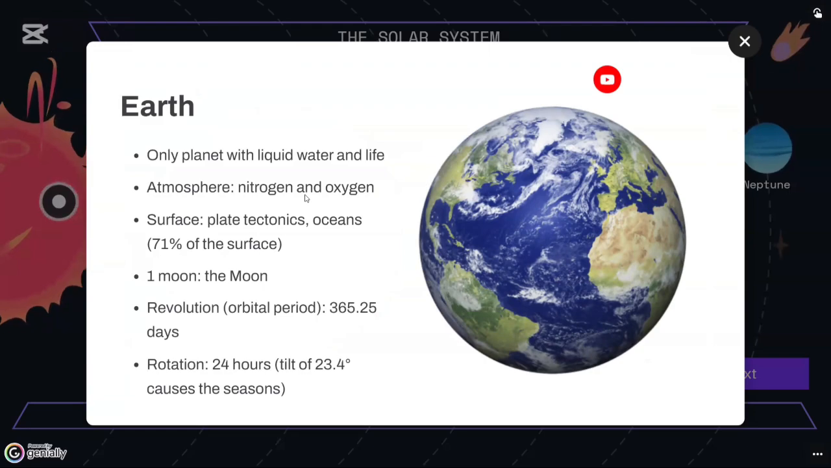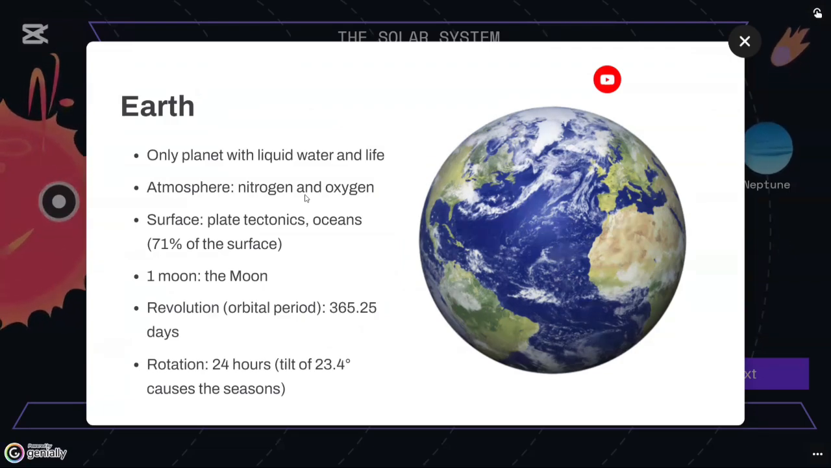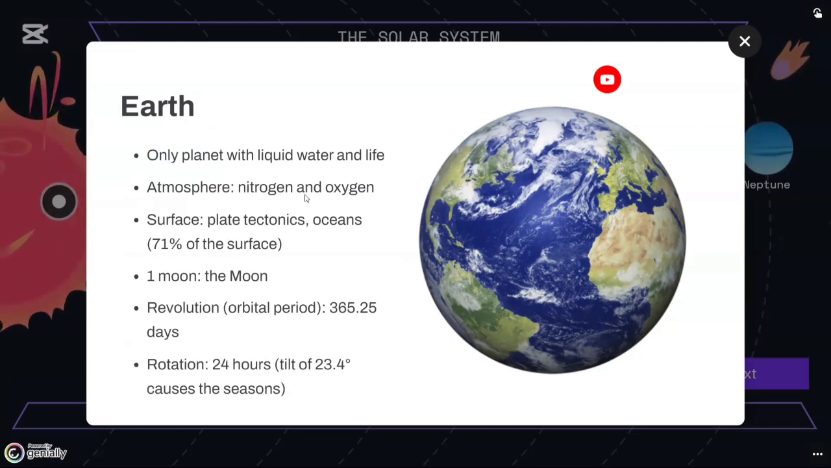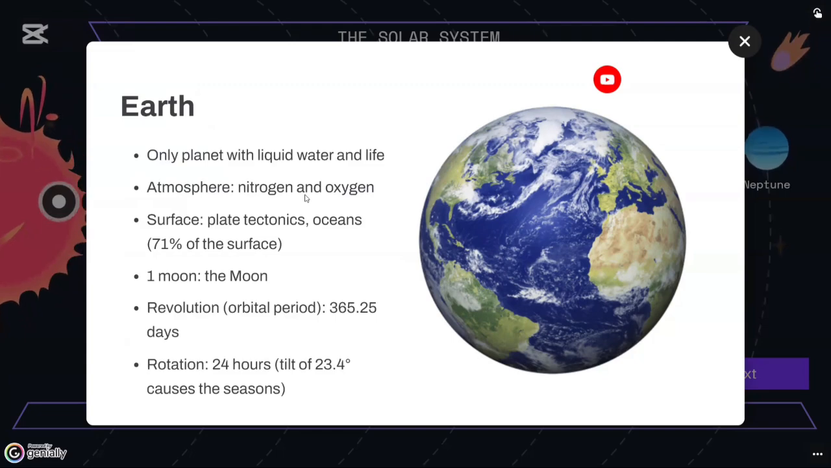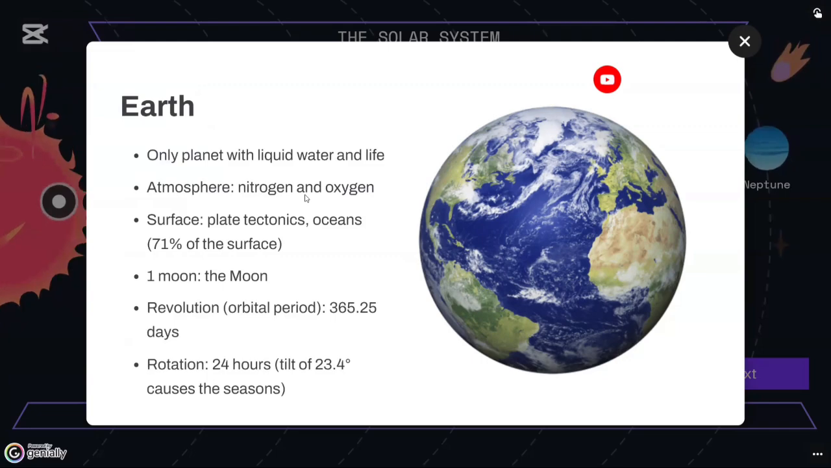Earth is our home. It's the only planet we know of with liquid water and life. Our atmosphere has nitrogen and oxygen, which we breathe. Tectonic plates move slowly to form mountains and oceans. The moon helps stabilize Earth's axis. Earth spins once every 24 hours, giving us day and night, and it takes 365 days to orbit the sun.